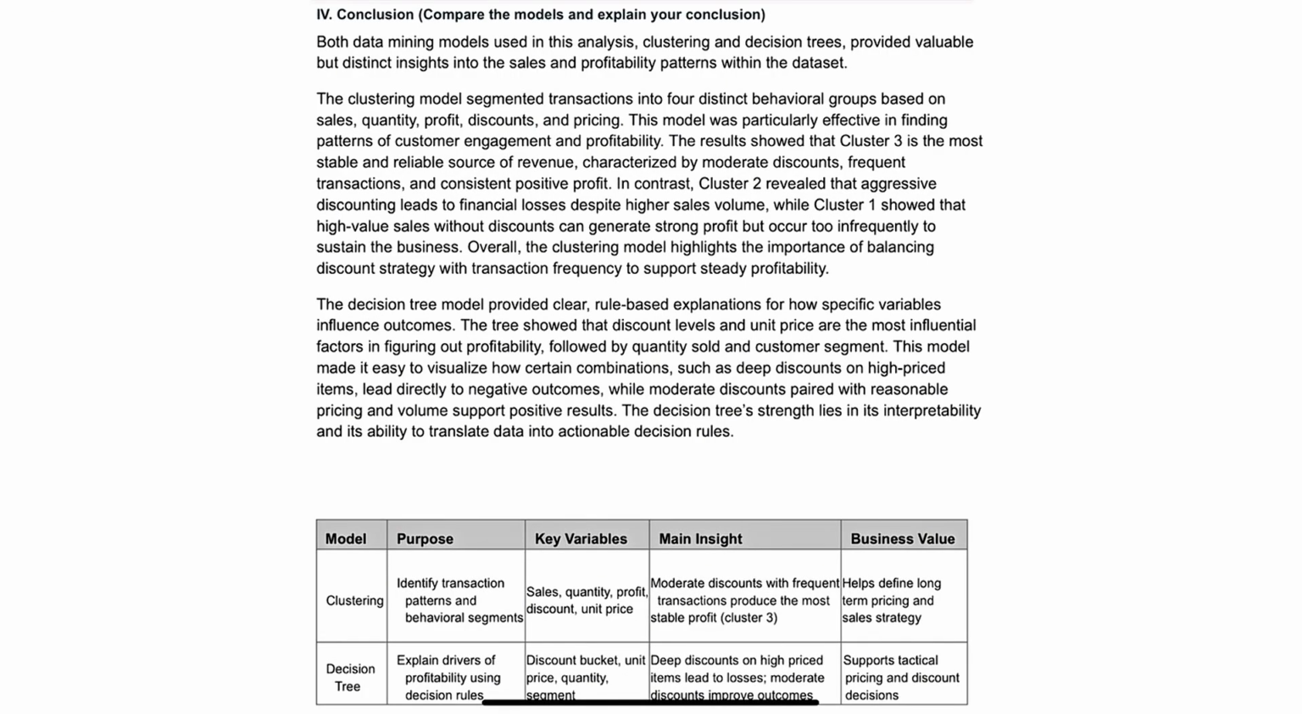Together, they reinforce the same key insight. Overall, both models lead us to the same conclusion. Sustainable profitability is driven by consistent sales volume and controlled discounting, not by extreme promotions or reliance on rare high-volume transactions. Combined, these models offer a strong foundation for making smarter pricing and discount decisions that support long-term business stability.